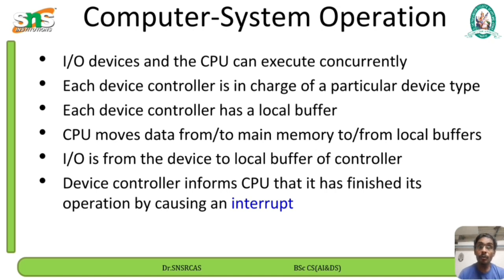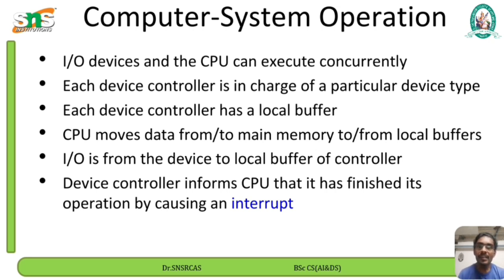Each device controller has a local buffer or local memory which holds the address through which that particular hardware component is connected to memory. The CPU moves data from and to main memory and to and from the local small buffers. Input output operations are from the device to the local buffer of the controller. The device controller informs the central processing unit that it has finished its work by causing an interrupt signal.